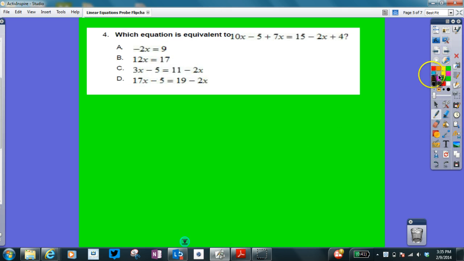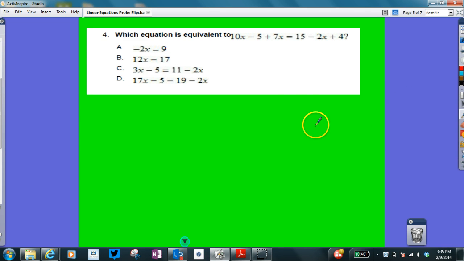Alright, number 4. This one's very similar to number 3. It's just a matter of getting everything together. But again, I'm not going to have to work it all the way down because somewhere in the process is what they're wanting the equivalent to. So let's look at it.